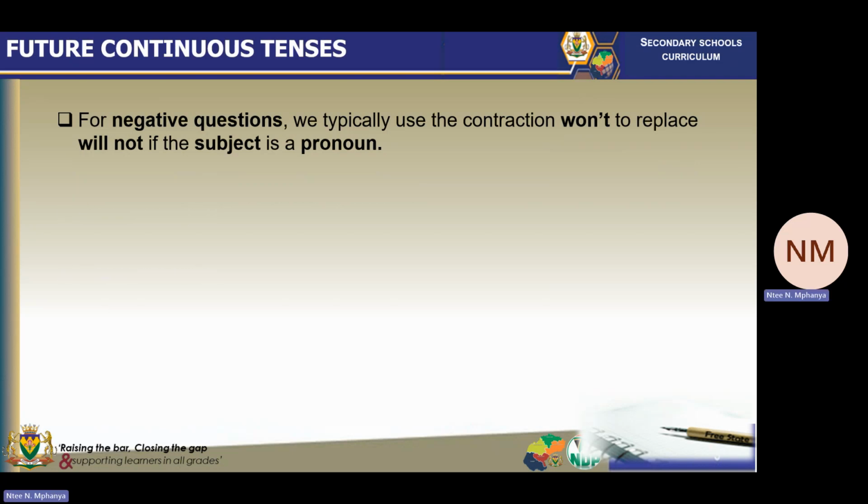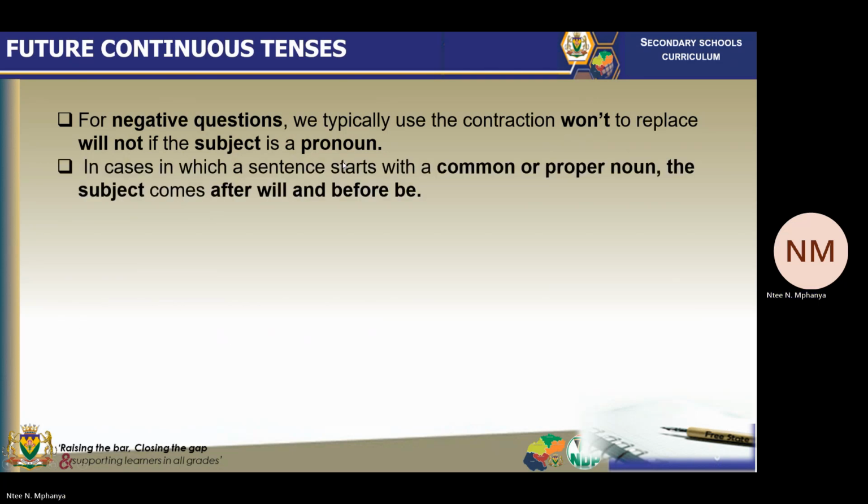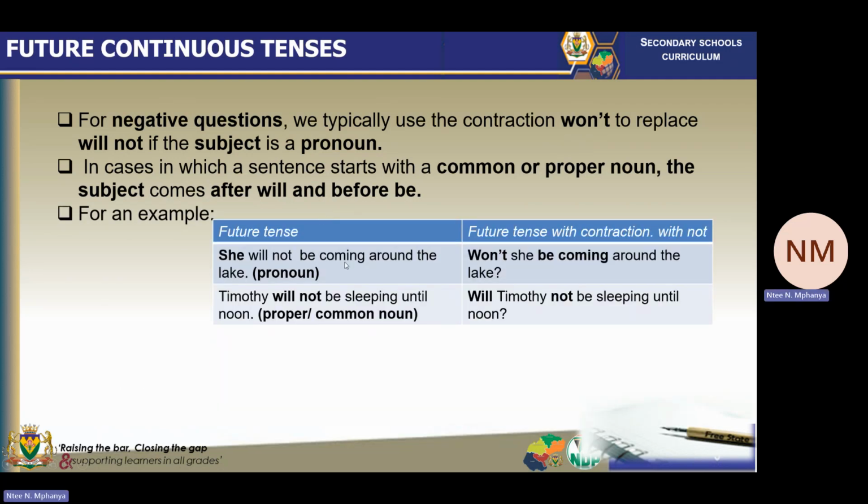For negative questions, we typically use the contraction won't to replace will not if the subject is a pronoun. In cases in which a sentence starts with a common or proper noun, the subject comes after will and before be. She will not be coming around the lake. Won't she be coming around the lake? Timothy will not be sleeping until noon. Will Timothy not be sleeping until noon?